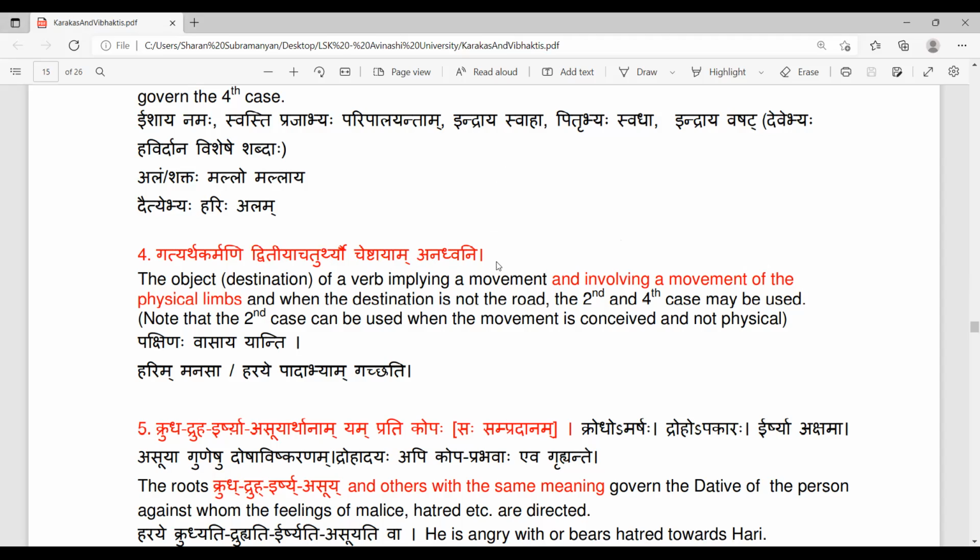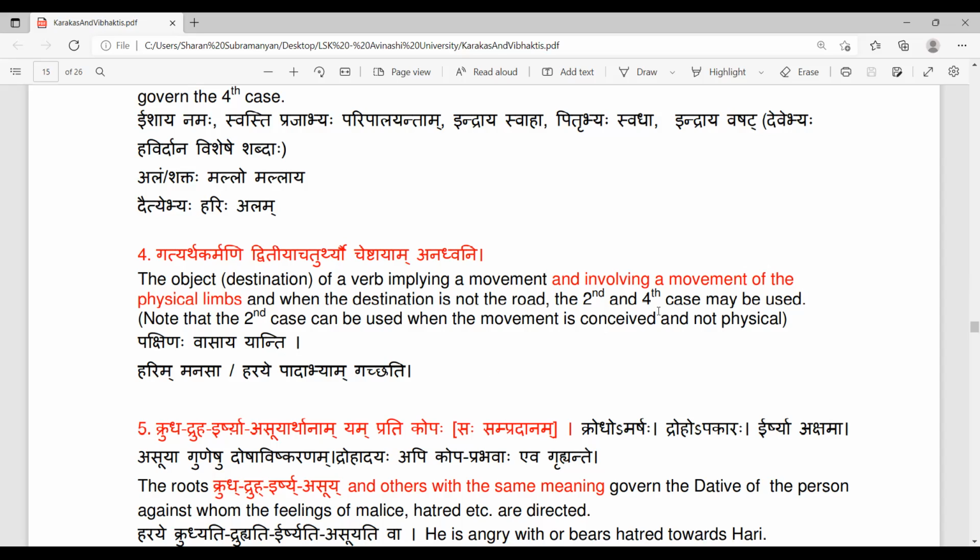So when it is Advan means road, Anadvan path, Anadvani. In that case, you can use it. If it is Advan, then we cannot use this. So therefore here, Pakshinaha Vasaya Yanti. Vasam Yanti, Dvitiya Vibhakti, but Vasam cannot be used. Why? Because Yanti involves physical movement of the limbs. So therefore, Vasaya Yanti is in Chaturthi Vibhakti.